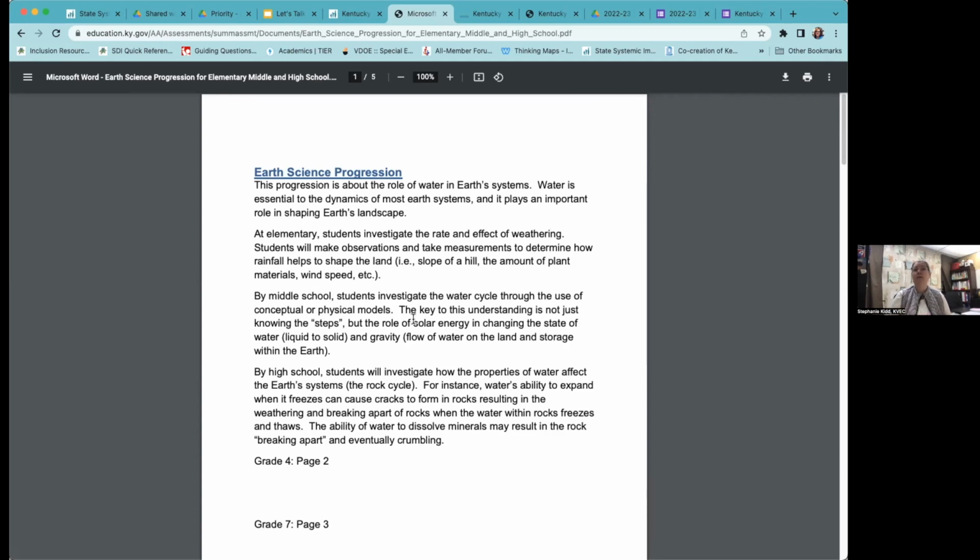And then talk about gravity and how that changes as we go through. And then, of course, in high school, we're going to start talking about that rock cycle. We're going to be pulling that in. They're going to be doing some things.